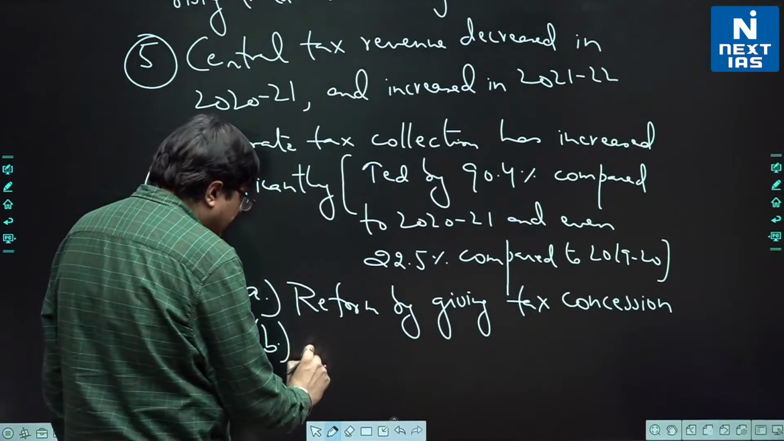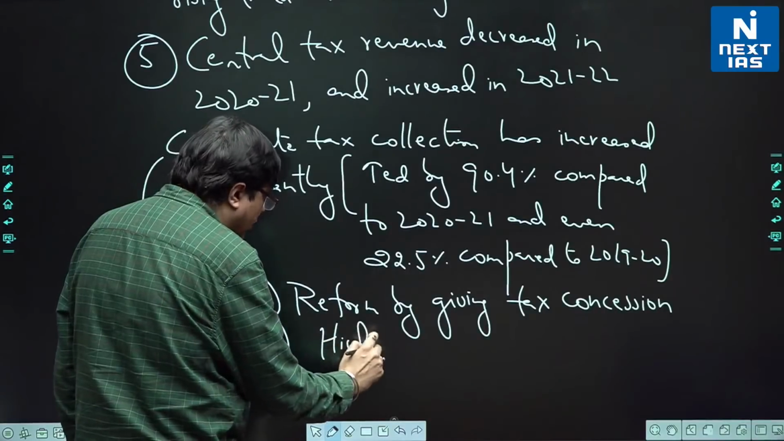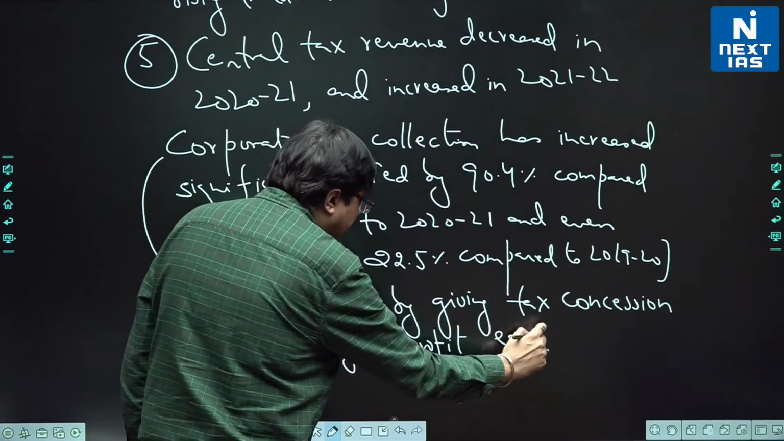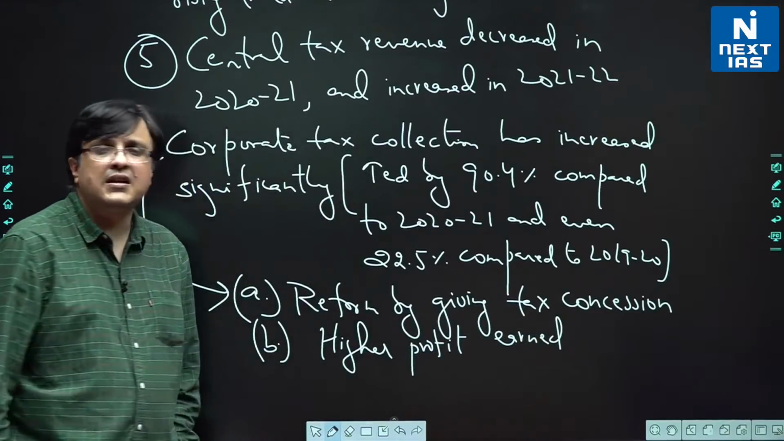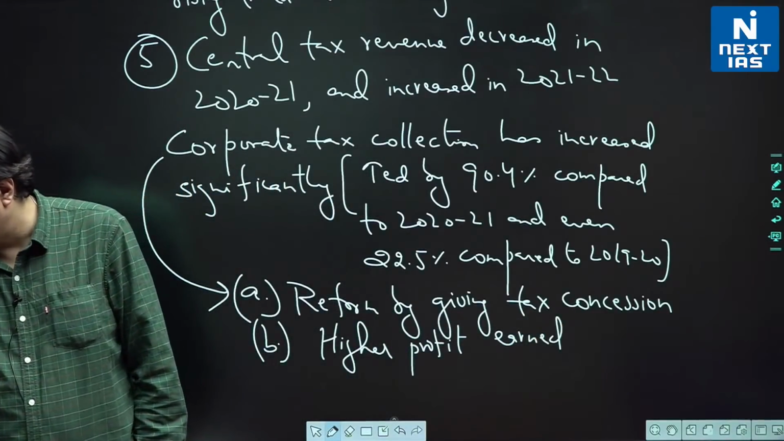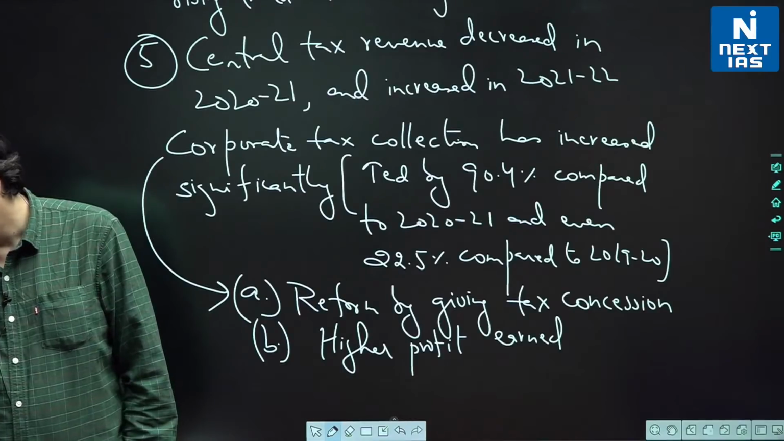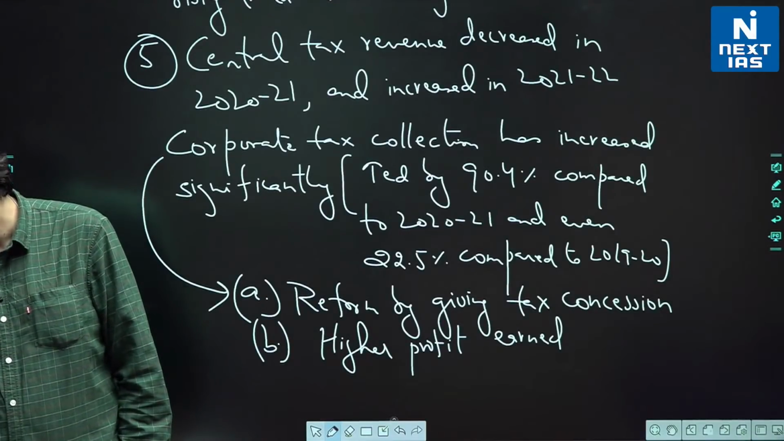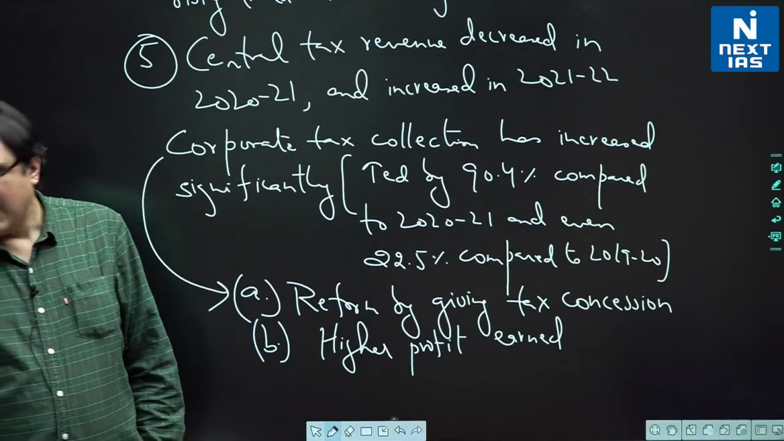The second thing that they suggest is higher profit earned by corporates. That corporates have earned higher profits and that is resulting in higher tax collection.